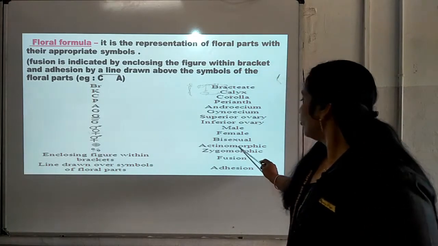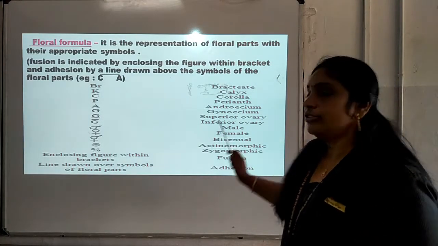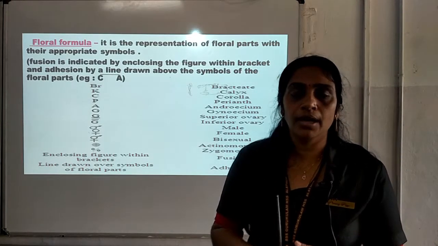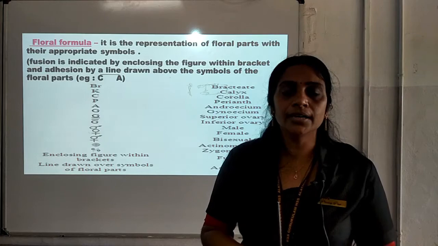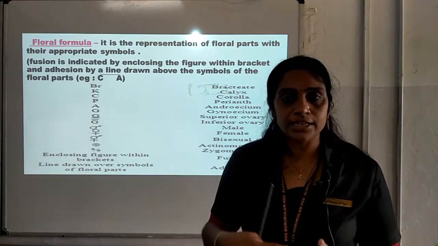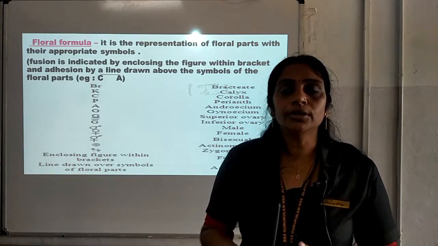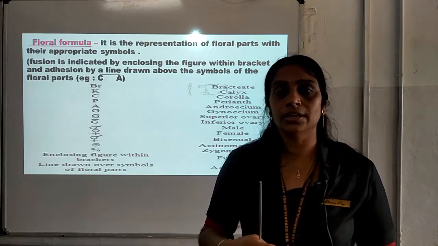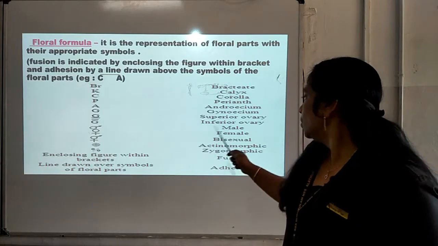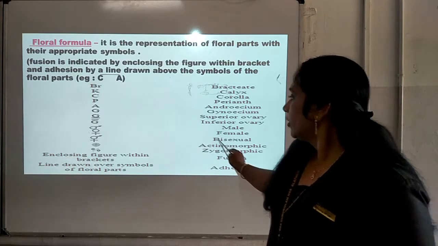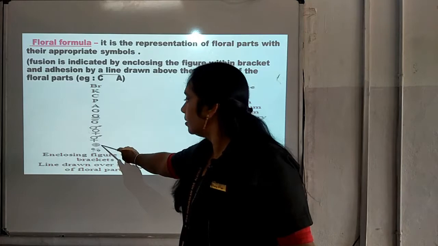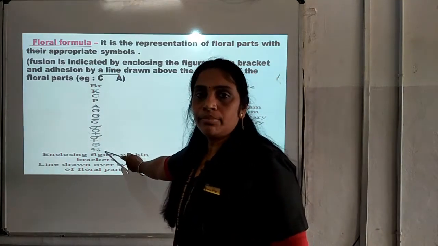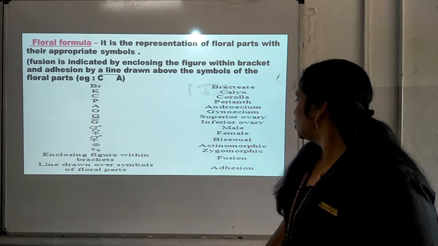Now, actinomorphic, zygomorphic. That also we have understood by seeing the symmetry of the flower. If the flower can be divided into equal halves, it is called actinomorphic. If the flower is not able to be divided into equal halves, we can say it is zygomorphic. That also we have understood in our previous class. So, for actinomorphic, it is a plus sign inside a circle, and for zygomorphic, it is a percentage sign. So, I think you would have understood, my dear children.